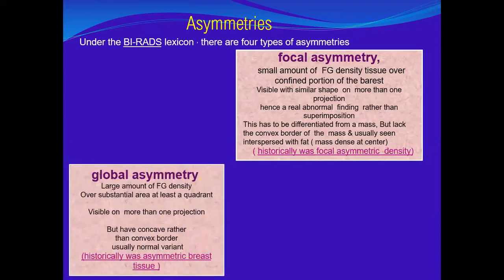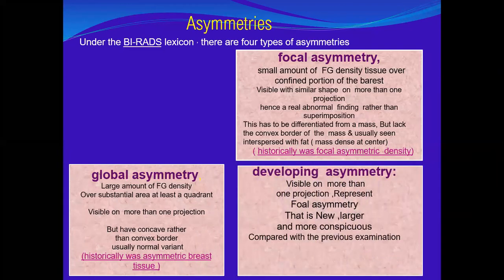Global asymmetry is a large amount of fibroglandular density over a substantial area, at least a quadrant, visible mostly on two views, but with concave rather than convex border, usually a normal variant. Historically it was asymmetric breast tissue in the third edition, and they changed it to global asymmetry.